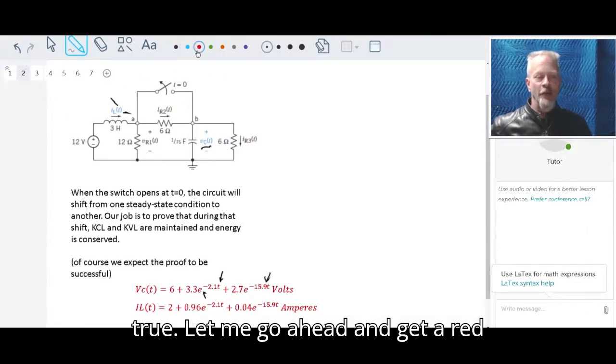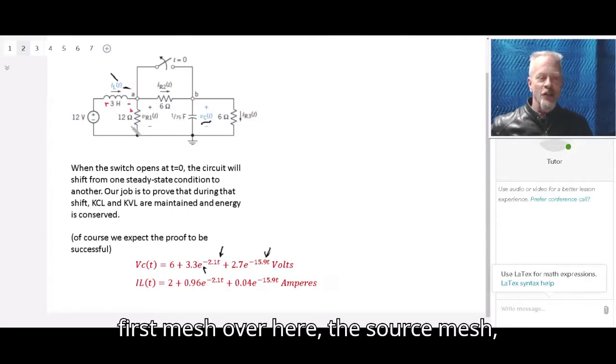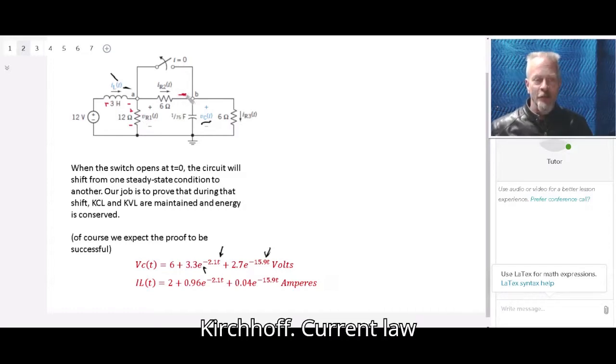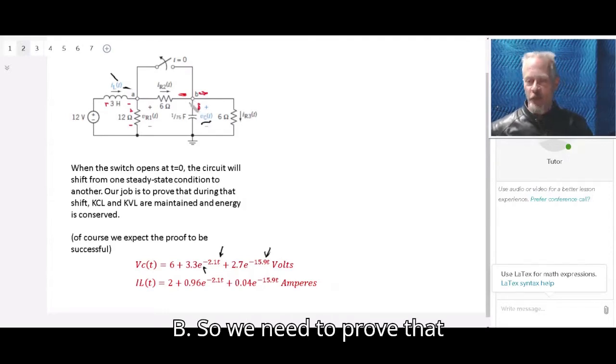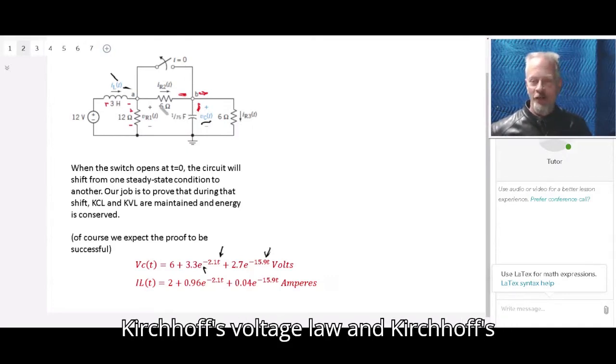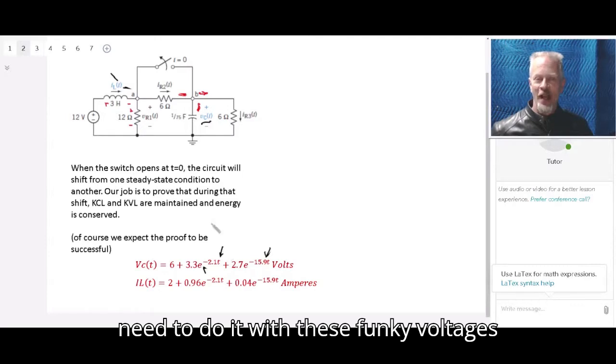Let me go ahead and get a red pen here. You know how much I love my red pens. That they hold true, plus minus around this first mesh over here, the source mesh, and then also Kirchhoff's current law here at node B. So we need to prove that throughout that transitionary period Kirchhoff's voltage law and Kirchhoff's current law are held true, and we need to do it with these funky voltages down here.